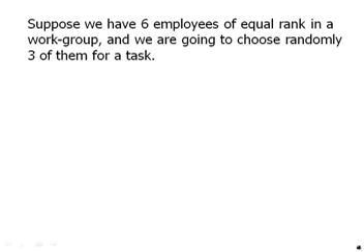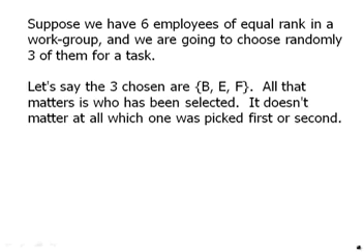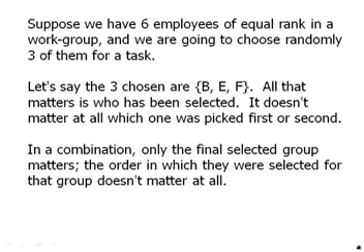Suppose we have 6 employees of equal rank in a work group, and we're going to choose randomly 3 of them for a task. Let's say the 3 chosen are B, E, and F. All that matters is who has been selected. It doesn't matter at all which one was picked first or second. It doesn't matter if we picked B first and then F, or we picked E first, then B. It does not matter. All that matters is the resultant group. In combinations, only the final selected group matters. The order in which they were selected for that group doesn't matter at all.